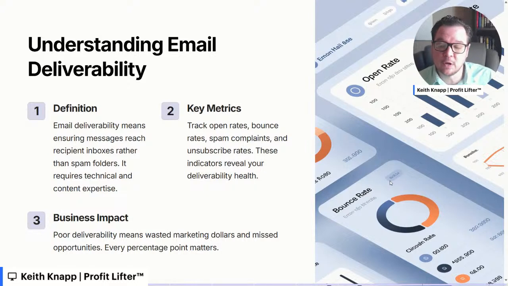Some of the key metrics that we're going to be looking over as we go through this are open rates, meaning how many people are actually opening your emails; bounce rates, how many email addresses are not good or bouncing; spam complaints, that's a biggie; and unsubscribe rates. These are your KPIs, your key performance indicators for your email deliverability. Because at the end of the day, poor delivery means wasted marketing dollars. I mean, that's really it.